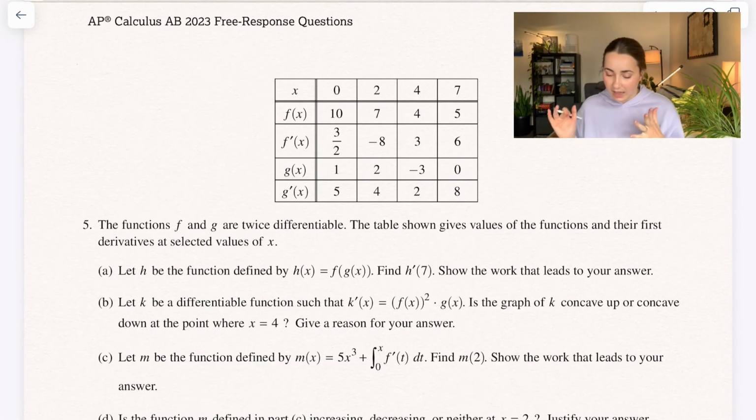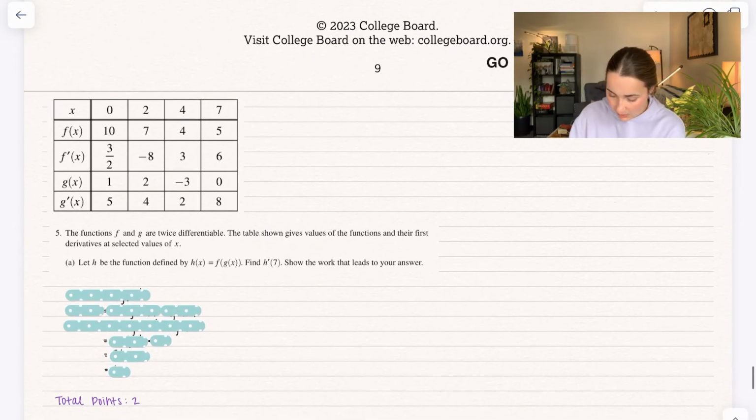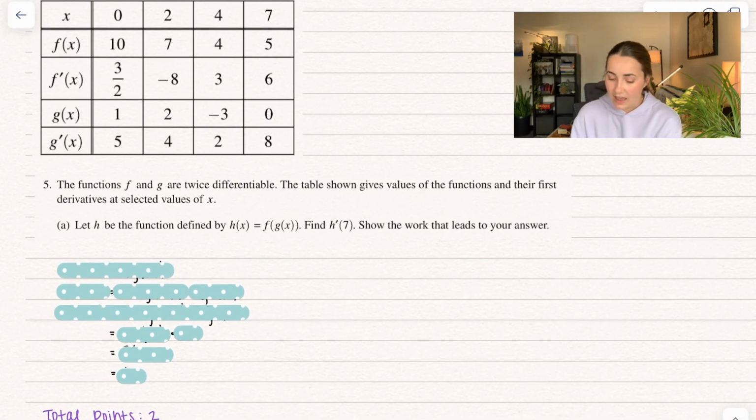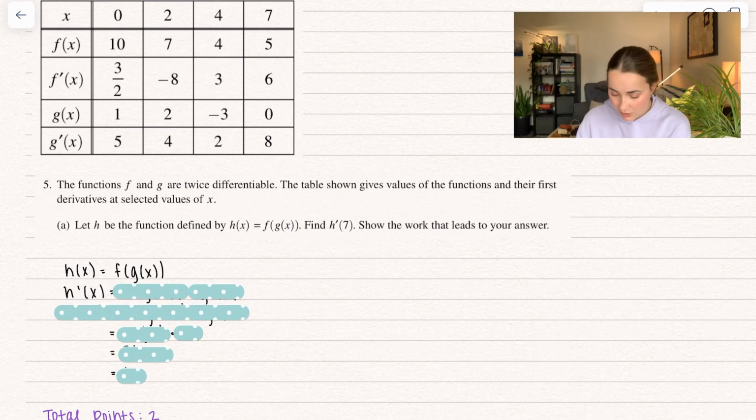Moving on to question 5, the functions f and g are twice differentiable. The table shows these values and the first derivatives at selected x values. For part A, I'm just going to scroll down here real quick. Let me zoom in. We have: let h be a function defined by h of x equals f of g of x. So we have a composite function. We want to find h prime of 7, and we need to show our work. The first thing I did was rewrite the function. And what we're doing is taking the derivative of it, which means we're going to have to use the chain rule. So we take the derivative of the outside at the inside.